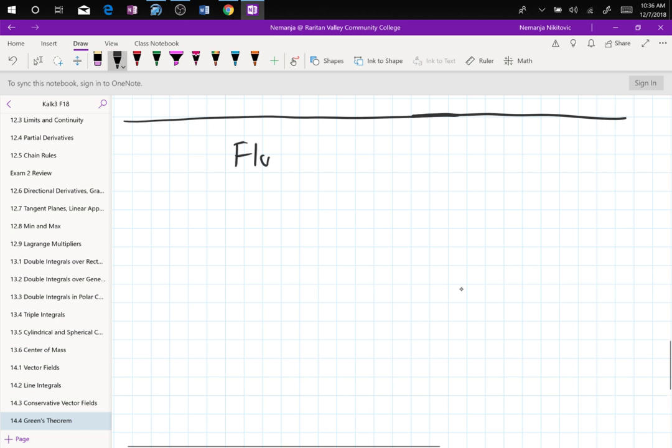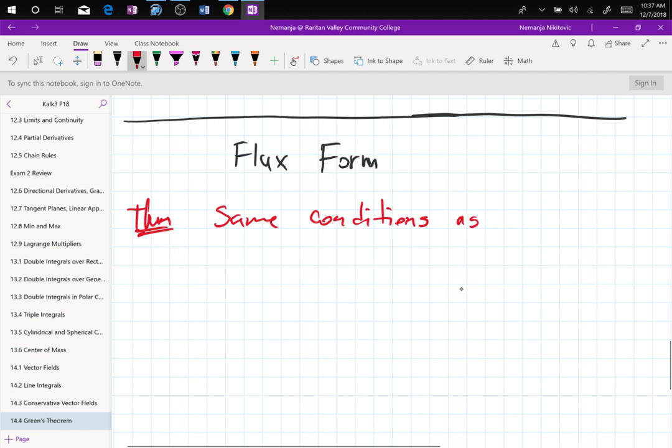Flux form. Theorem. Same conditions as circulation. Alright, so the pen is definitely dying over here.